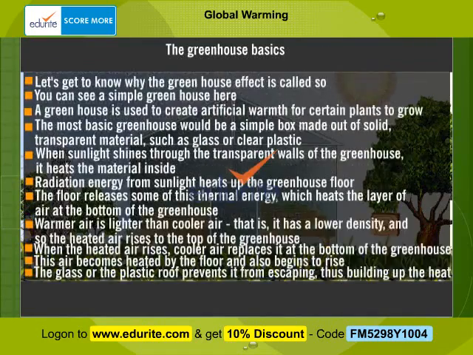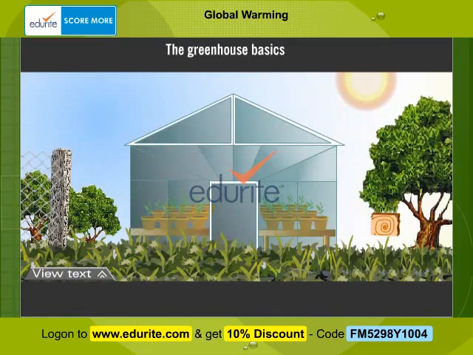The greenhouse basics. Let's get to know why the greenhouse effect is called so. You can see a simple greenhouse here. A greenhouse is used to create artificial warmth for certain plants to grow. The most basic greenhouse would be a simple box made out of a solid transparent material such as glass or clear plastic. When sunlight shines through the transparent walls of the greenhouse, it heats the material inside.